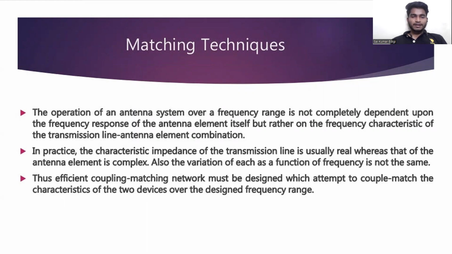The operation of an antenna system over a frequency range is not completely dependent upon the frequency response of the antenna element itself, but rather on the frequency characteristics of the transmission line antenna element combination. In practice, the characteristic impedance of the transmission line is usually real, whereas that of the antenna element is complex. Also, the variation of each as a function of frequency is not the same. Thus, an efficient coupling matching network must be designed which attempts to match the characteristics of the two devices over the designed frequency range.